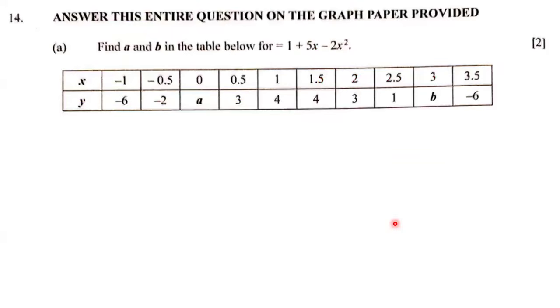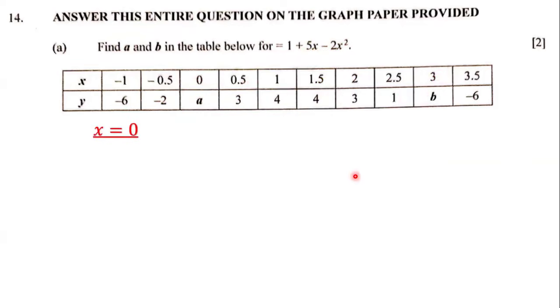Next, we have to answer this quadratic equation question. And so what do we have? It says find a and b in the table below for 1 plus 5x minus 2x squared. So this is a and this is b. They give us the x value, but we have to find the y value.